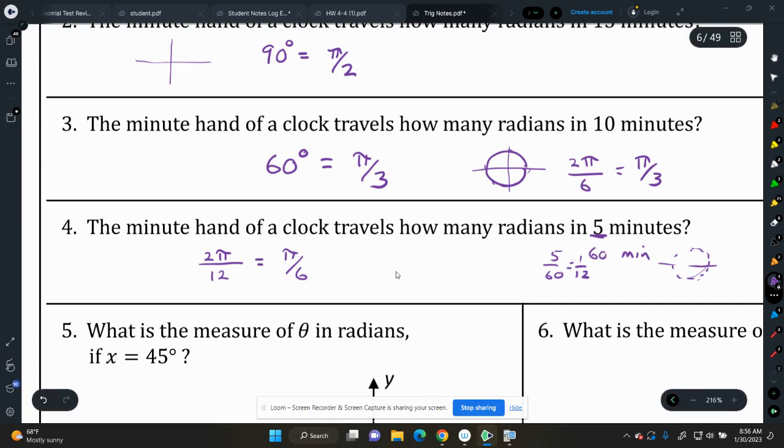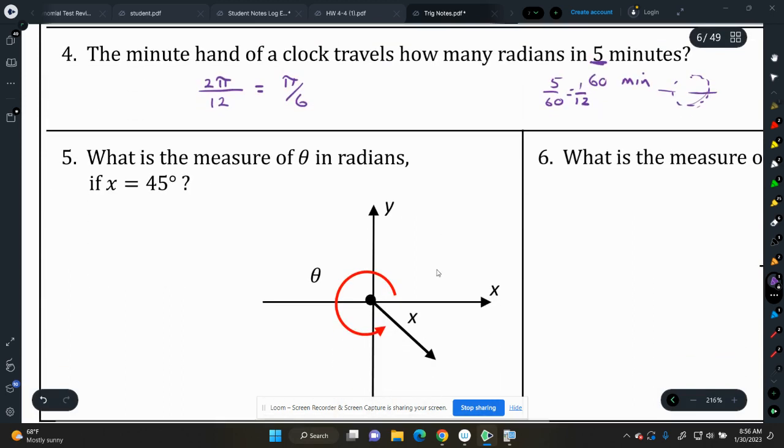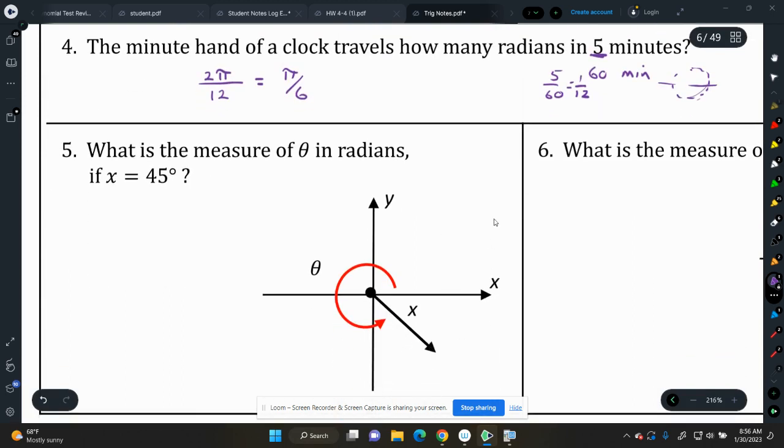Okay. What is the measure of theta in radians if x equals 45? Okay, what's the radians here? What's the angle here? Right here is 45 degrees. Okay. So what's the red? What is the angle in the red? I know it's making your brain work, isn't it? 315 degrees. Okay.